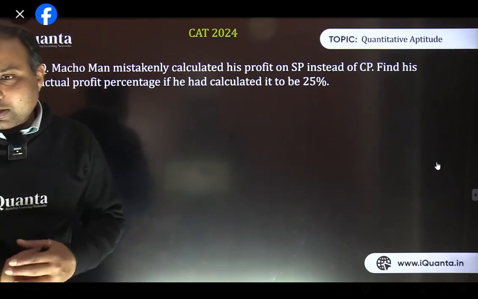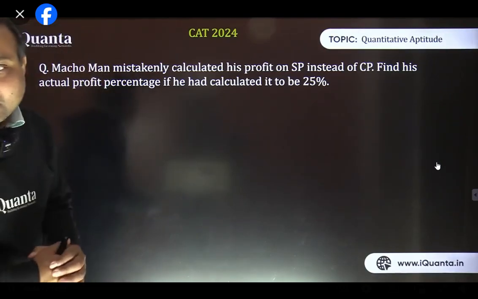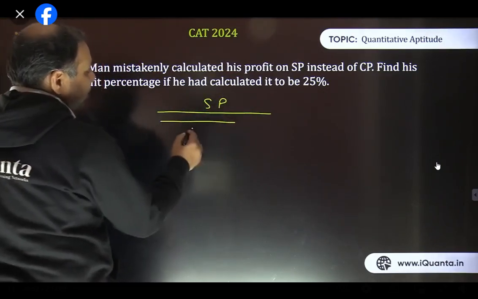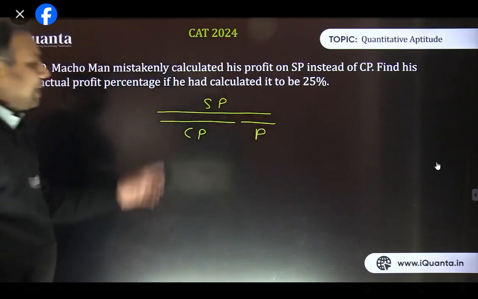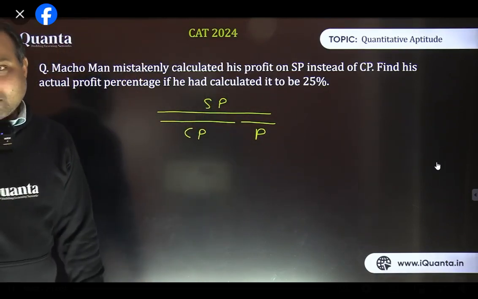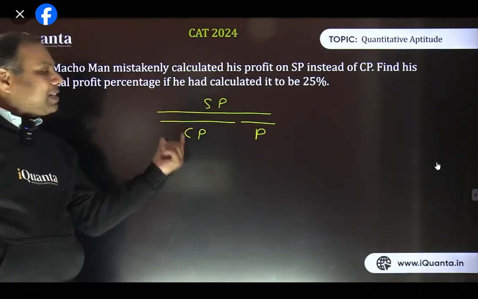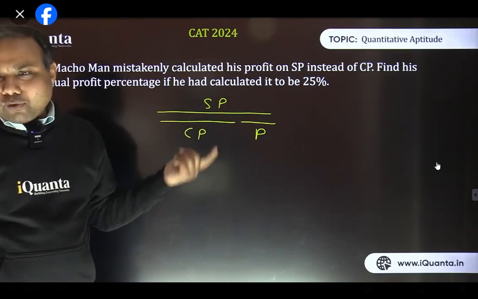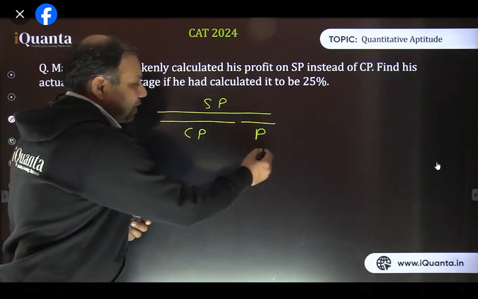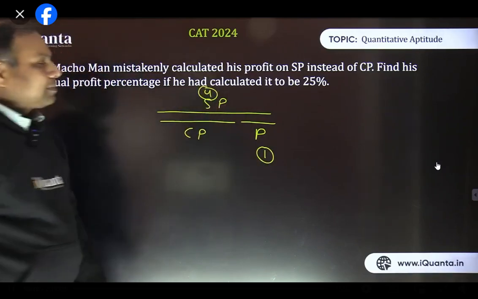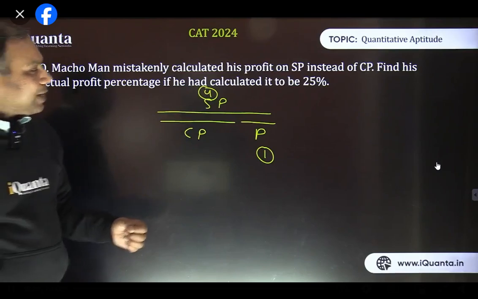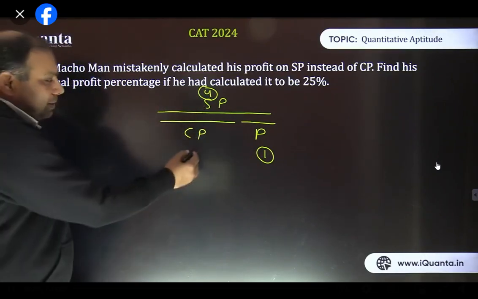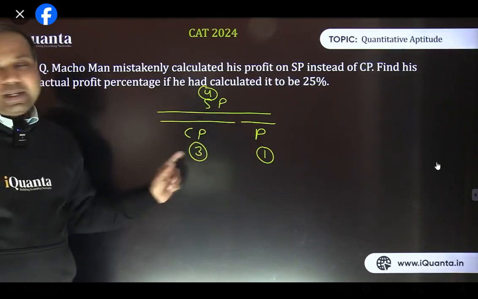There can be various ways you do it, but the simplest way you can think of this is that we know SP includes CP as well as profit, right? CP plus profit was SP. Now this profit is given as 25% of SP. 25% means 1/4, right? So if this profit is 1, then SP is 4 units. And by this we are very easily able to verify if profit is 1 unit or 1 part, then selling price is 4, and then cost price will be how much? 3 parts. So the actual profit percentage is simply 1/3, that is 33.33%.